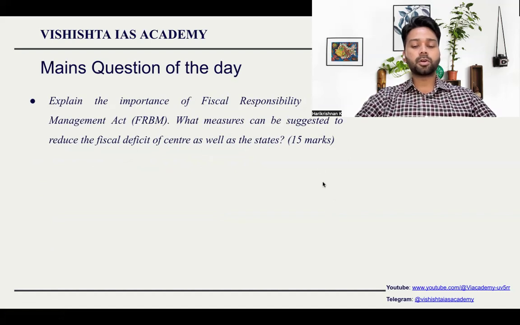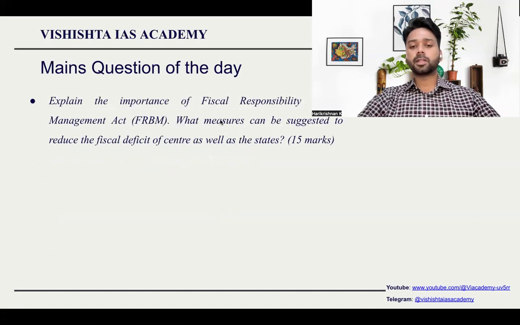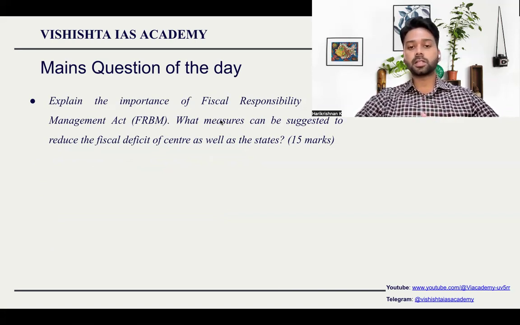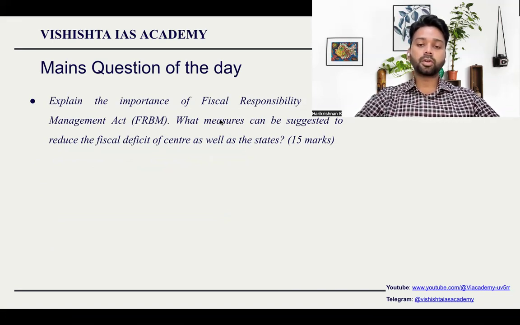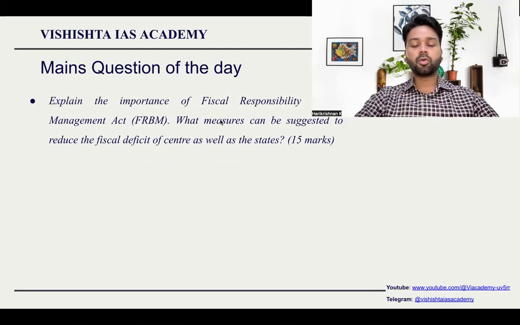Mains question of the day: explain the importance of the Fiscal Responsibility and Budget Management Act. The FRBM Act was passed by the Union government long back, in which it was stated that we will try to reduce our fiscal deficit and revenue deficit. All these should be reduced by the central government as well as the state governments. The importance is that fiscal deficit is very important for a country because it shows the confidence in the economy of that country. What measures can be suggested to reduce the fiscal deficit of the center as well as the states?